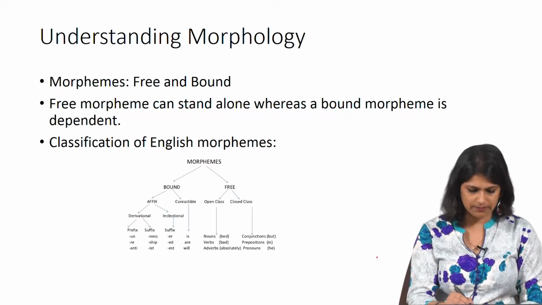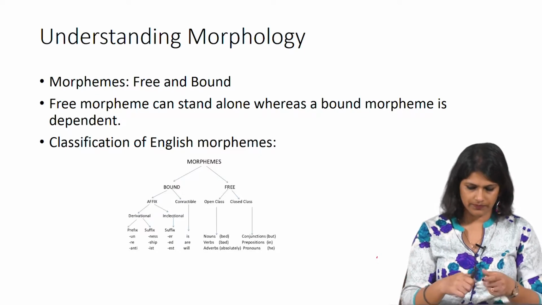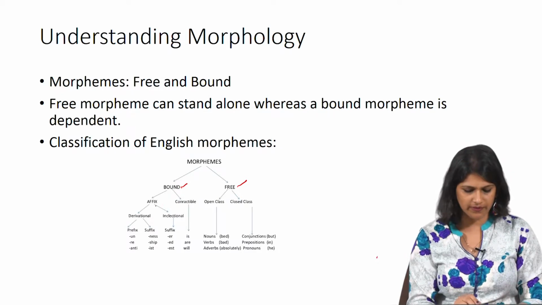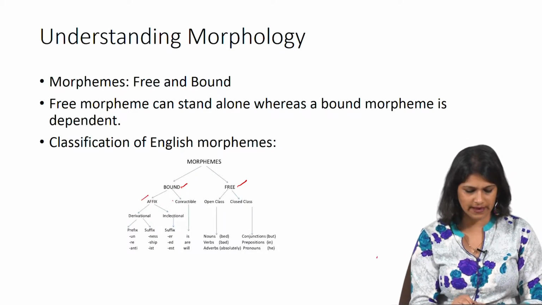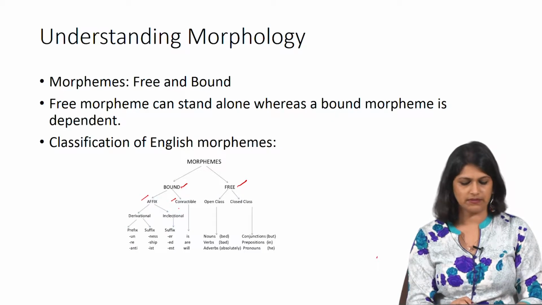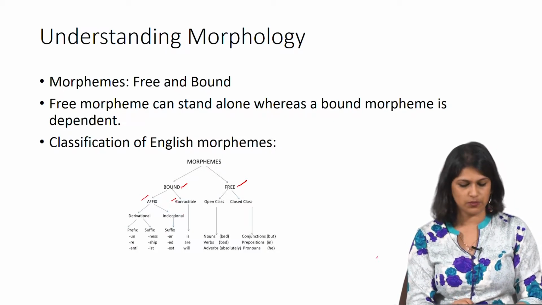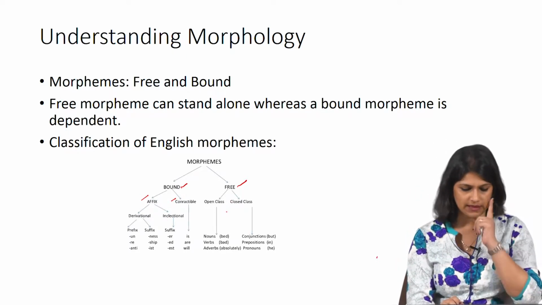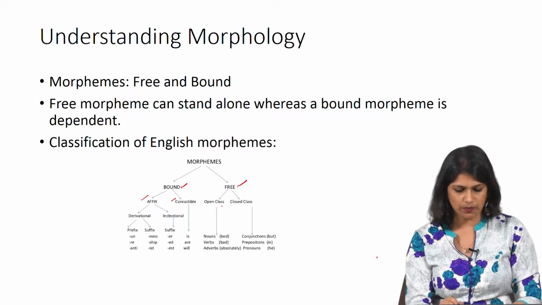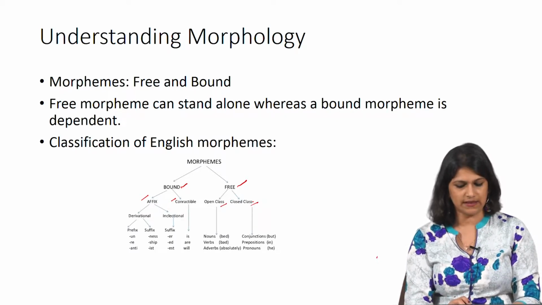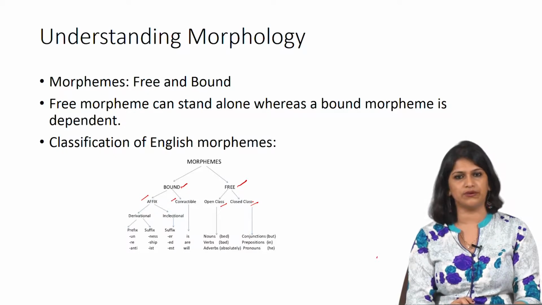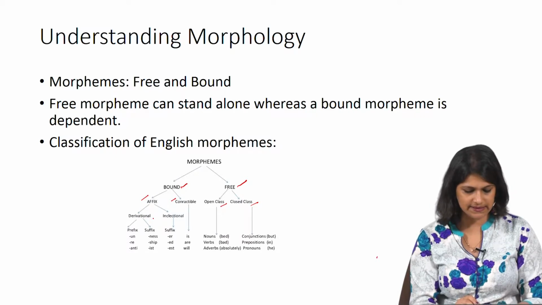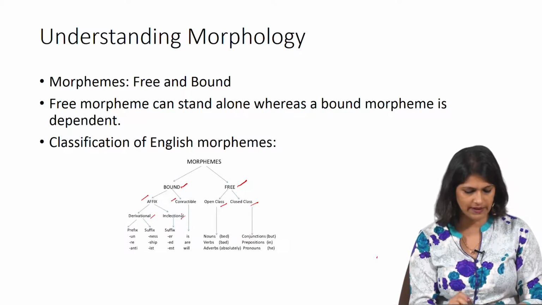So, this is bound, this is free, and a bound morpheme would have 2 different categories. One would be the affix, the other one would be the contractible forms. Both the contractible forms and the affixes are bound morphemes. And the free morphemes can be classified into 2 types, open class words and closed class words. I did discuss a bit about open class and closed class words in my previous class. And then affixes would be of 2 types, derivational and inflectional.